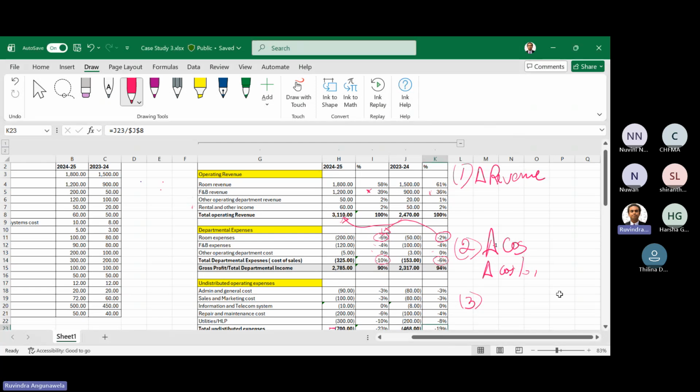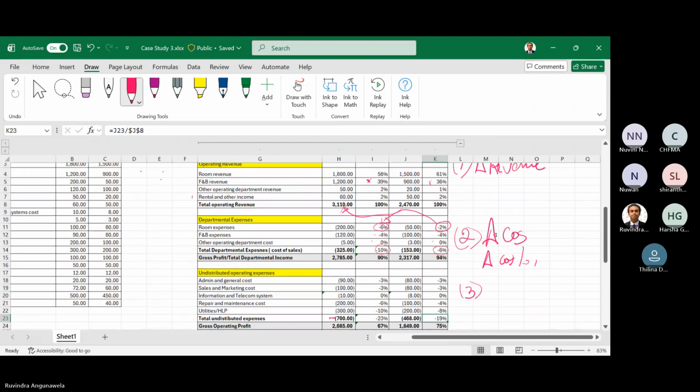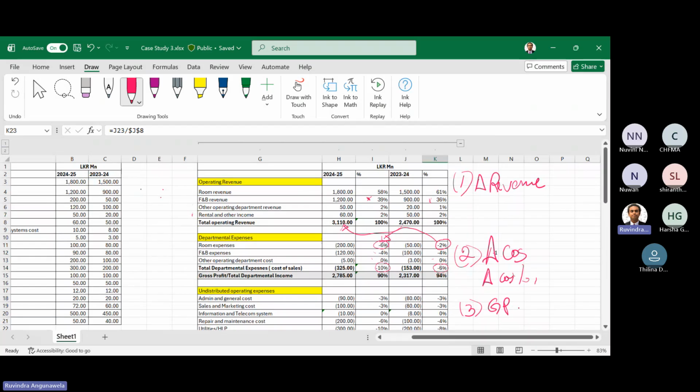And then you comment on the gross profit and the gross profit margin. So what has happened here? In absolute terms, of course, the gross profit is increasing. That is good because your revenue is increasing. Of course, the cost of sales has also increased, but the revenue increase is a bit more than the cost of sales increase. Therefore, in absolute terms, the gross profit has increased, which is good.